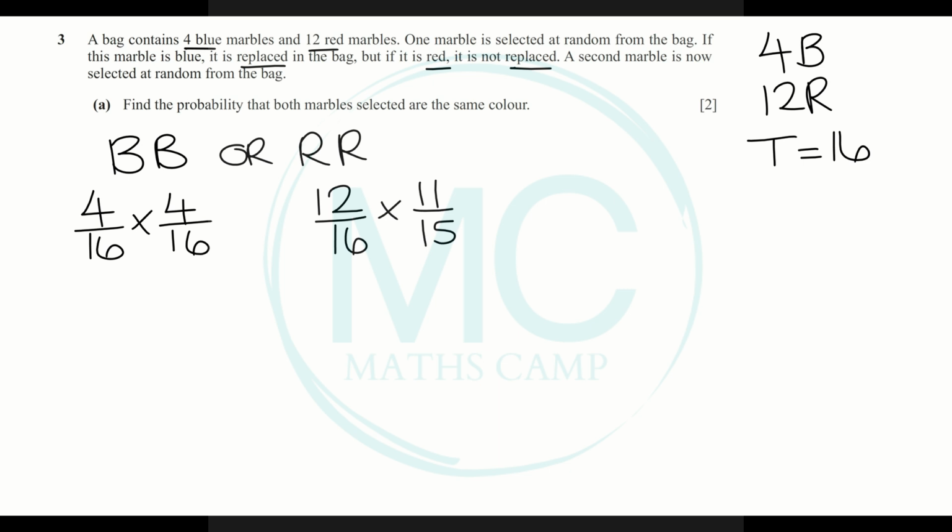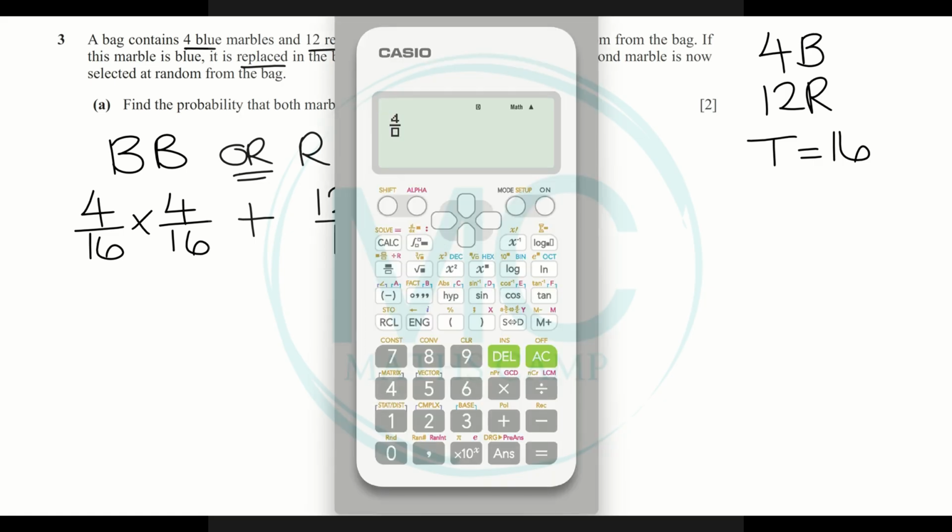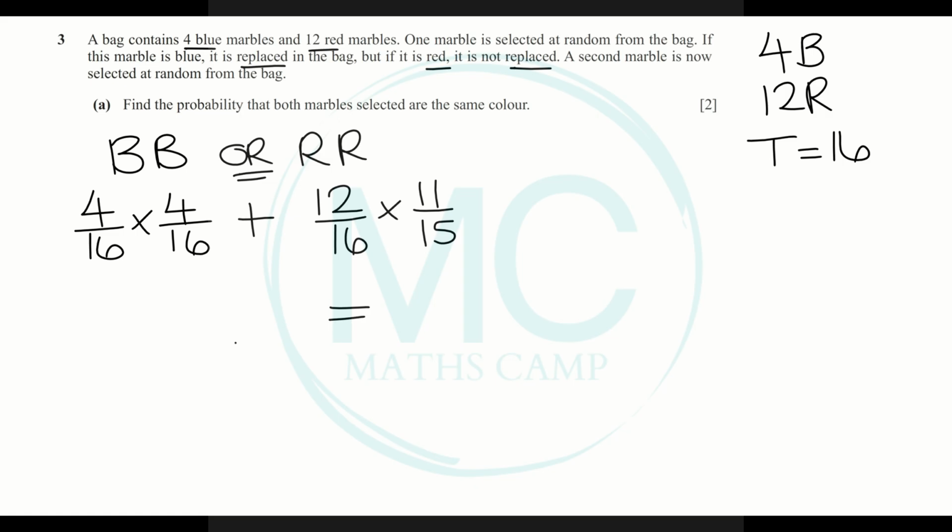We need to find the probability that both marbles selected are the same color. This means they could both be blue or they could both be red. So we need to add these two sets of probabilities together. So now I can take my calculator. I can say 4 over 16 multiplied by 4 over 16 plus 12 over 16 multiplied by 11 over 15 is equal to 49 over 80. This is the probability that both marbles are the same color.